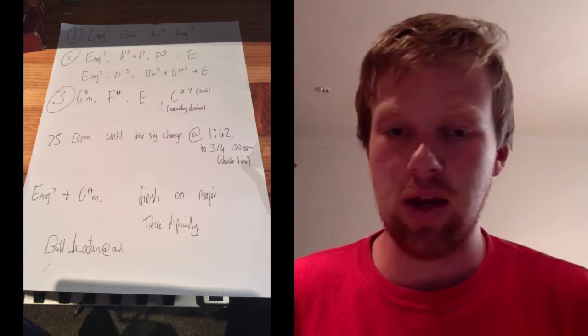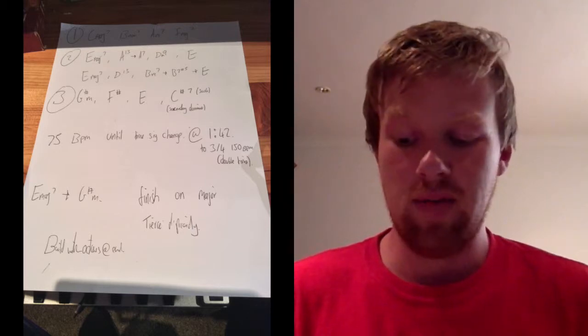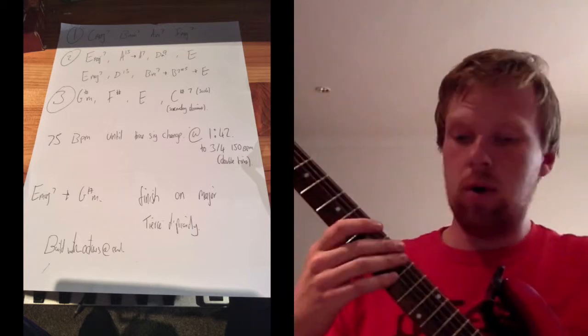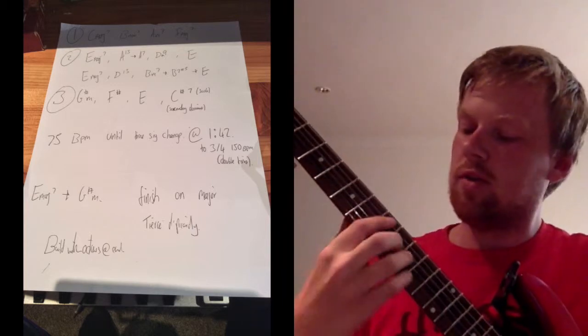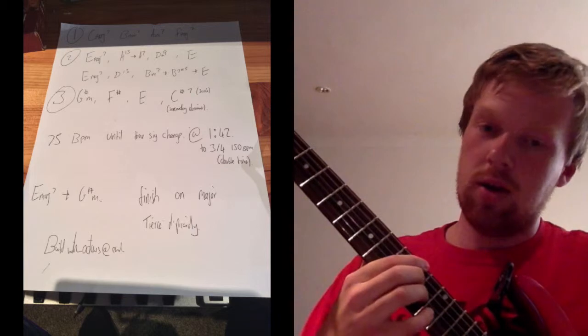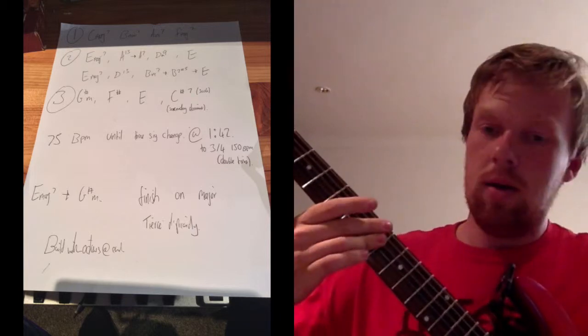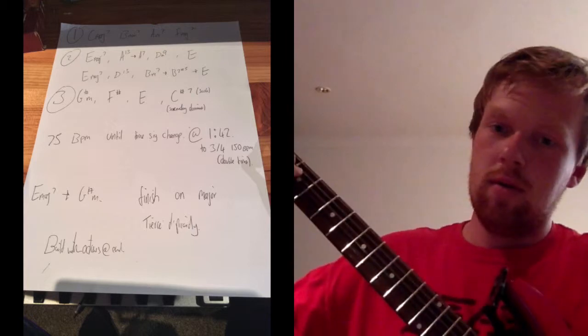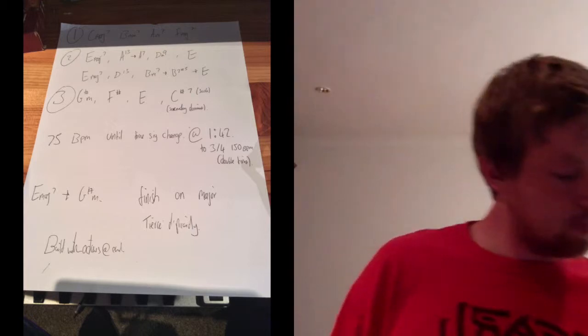The second time through, it went from an E major to a D13 to a B minor 7, up to B7 sharp 5, like so. So we had an E major 7 to D13, D minor, up to D7 sharp 5, and lastly down to the E major.